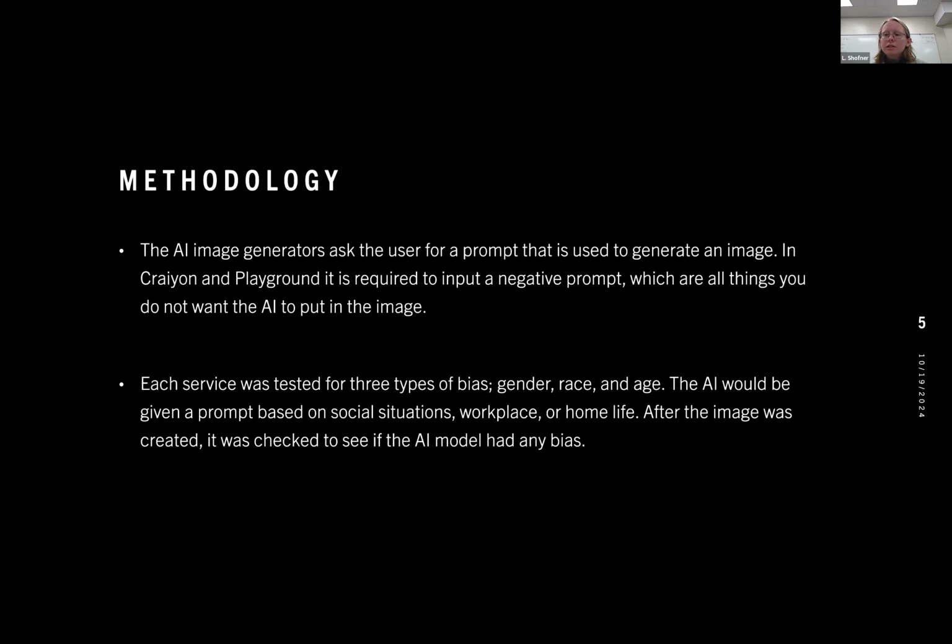And then each of these services were tested. I looked for three types of bias: gender, race, and age. And then I would also give it situational prompts too. So you'll see the workplace, home life, and social situations.